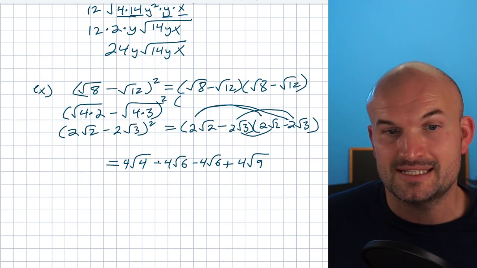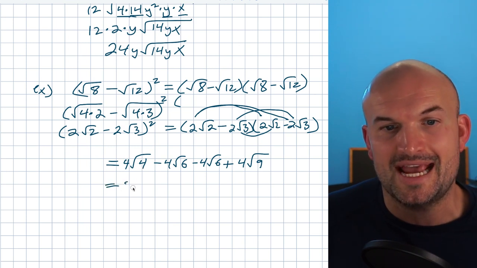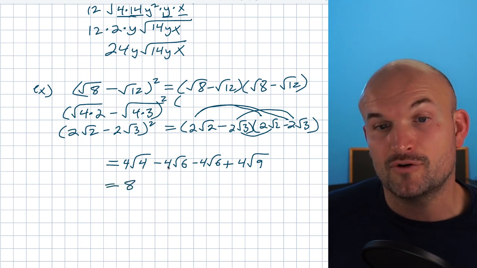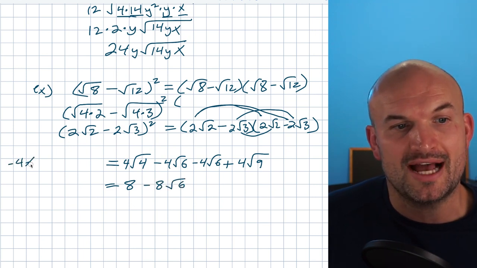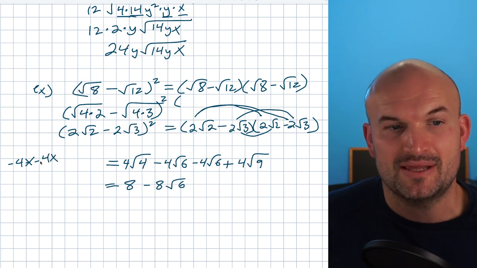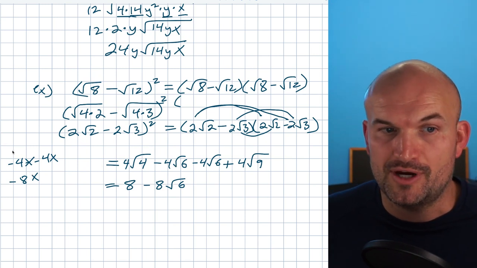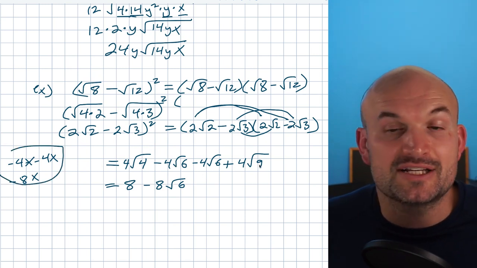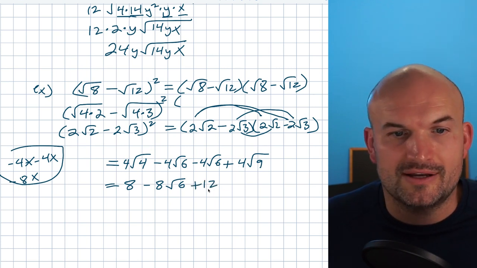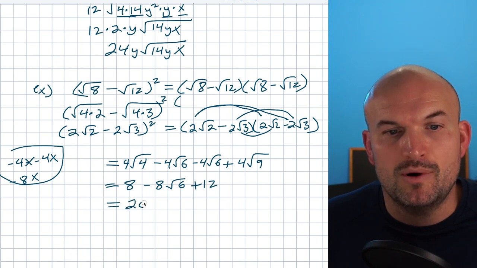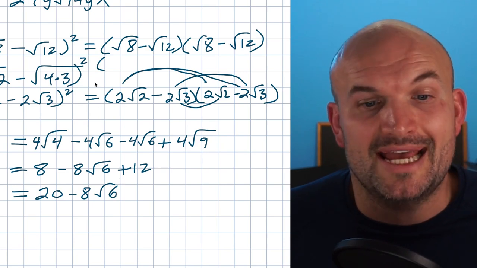So now let's simplify some things. The square root of 4 is going to be 2, and 2 times 4 equals 8. These are going to be the same, right? So negative 4 plus negative 4 is a negative 8 square root of 6. It's just like saying negative 4x minus 4x, the exact same thing, which is a negative 8x. So you can treat the square root of 6 like that variable there. And the square root of 9 is 3, and 3 times 4 is 12. Now I can combine these, so that gives me 20 minus 8 square root of 6. My final answer is 20 minus 8 square root of 6.